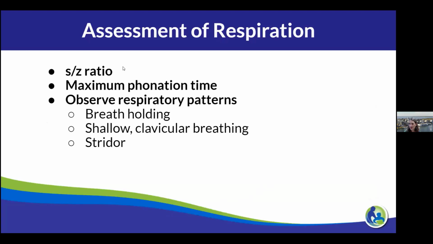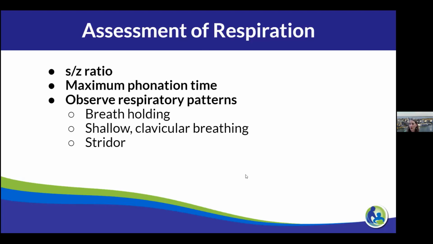So the S to Z ratio is where you look at how long can they prolong an S sound versus how long can they prolong a Z sound. In healthy adults, it's close to 1. In children, it's a little bit different. I actually have some norms after this. But it's a measure of vocal efficiency. It doesn't necessarily mean that there's a laryngeal problem. It can be a coordination issue. It can be a learning issue. But it does give you a measure.